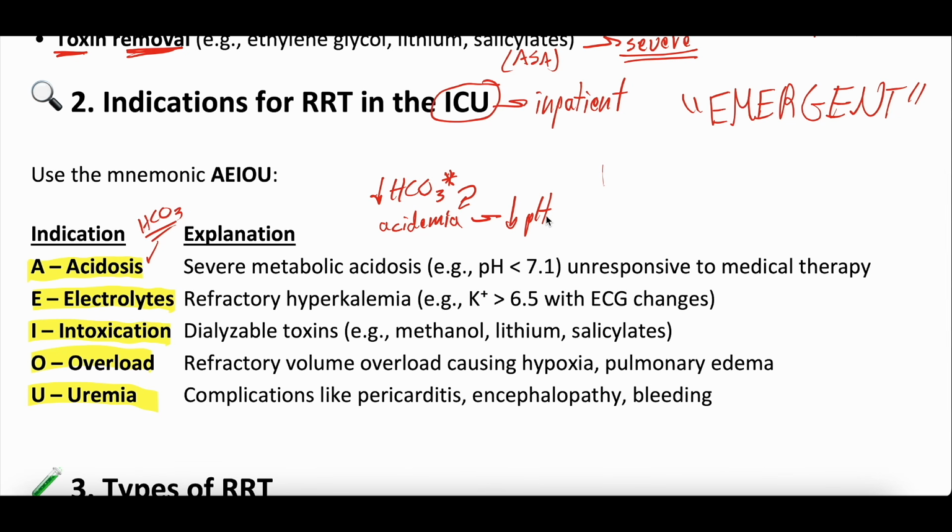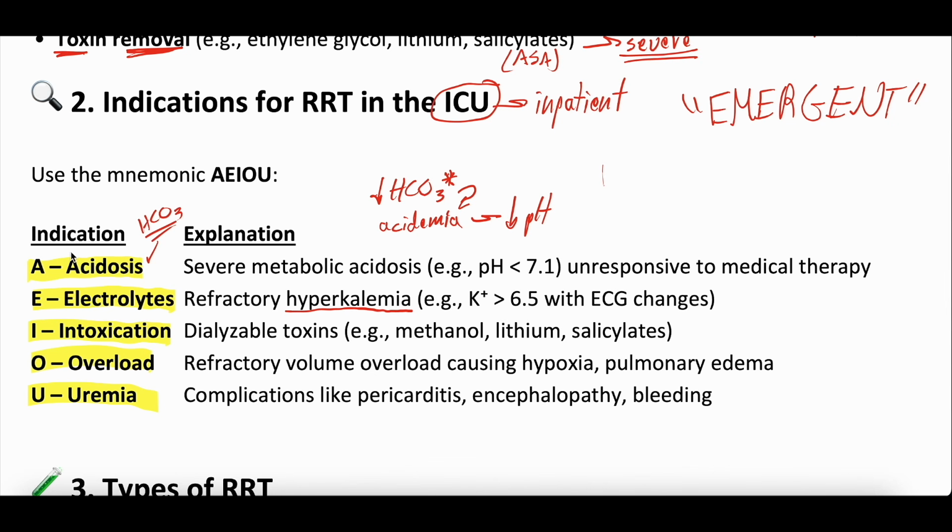So profound acidosis is the A in AEIOU. The E stands for electrolytes, and this has to be profound electrolyte derangements. Our kidneys, as we talked about, help us regulate our electrolyte balance. And the one we run into most often is refractory hyperkalemia, or elevated potassium. And the reason this is one of the ones we think about when you need emergent dialysis is because hyperkalemia can be life-threatening. You can die from hyperkalemia. It can lead to your heart going into irregular rhythms and actually stopping.